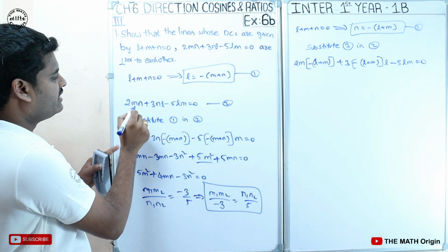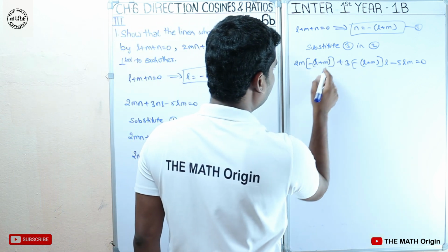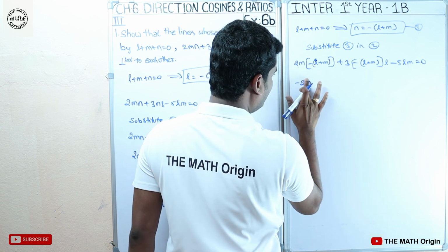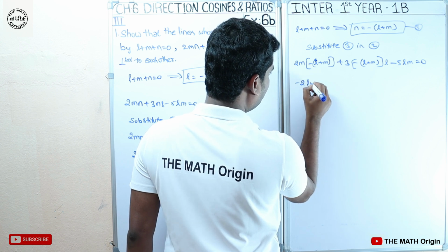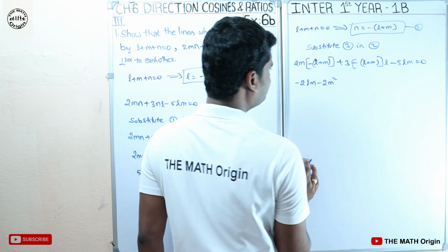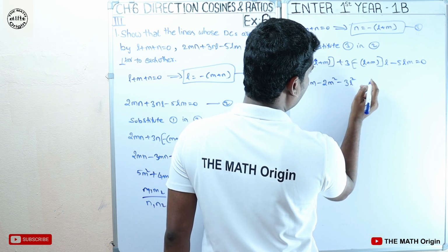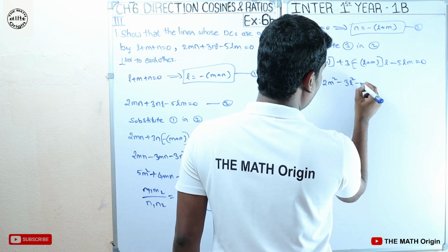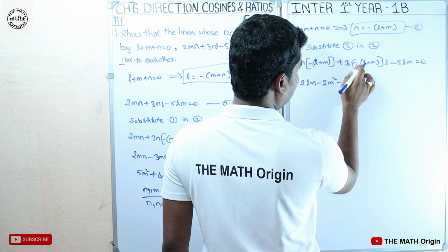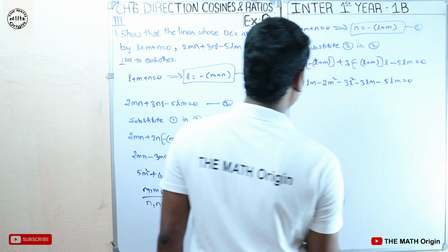If you see here, in place of n I have substituted minus L plus m, in place of n here I have substituted minus L plus m. Let's expand the braces. So it will be minus 2 lm, minus 2 m square. Here also minus 3 l square, minus 3 lm. Next, minus 5 lm equals 0.